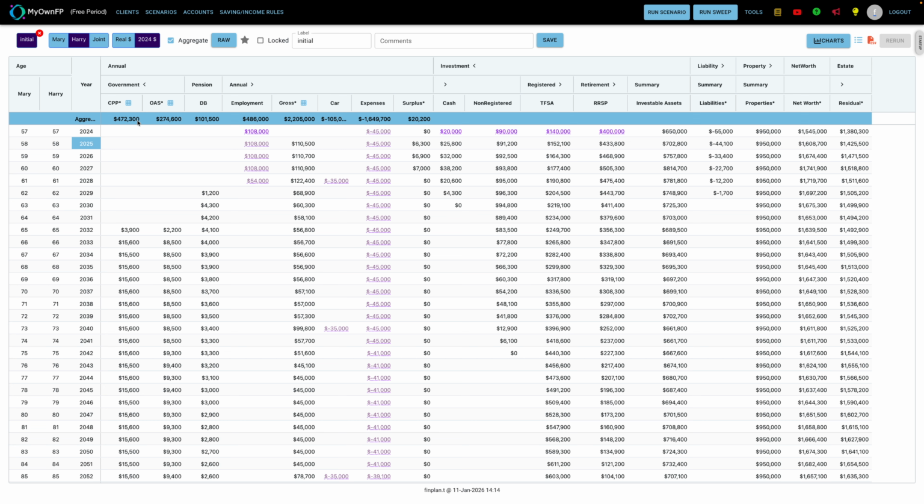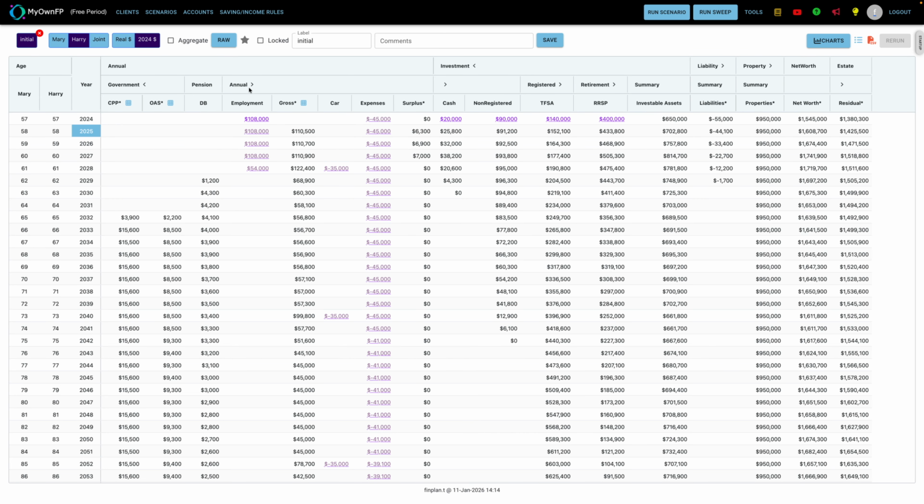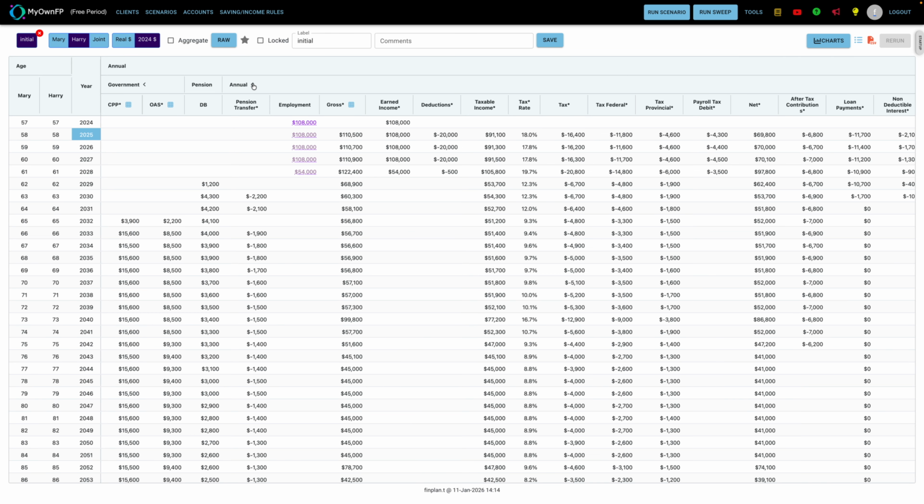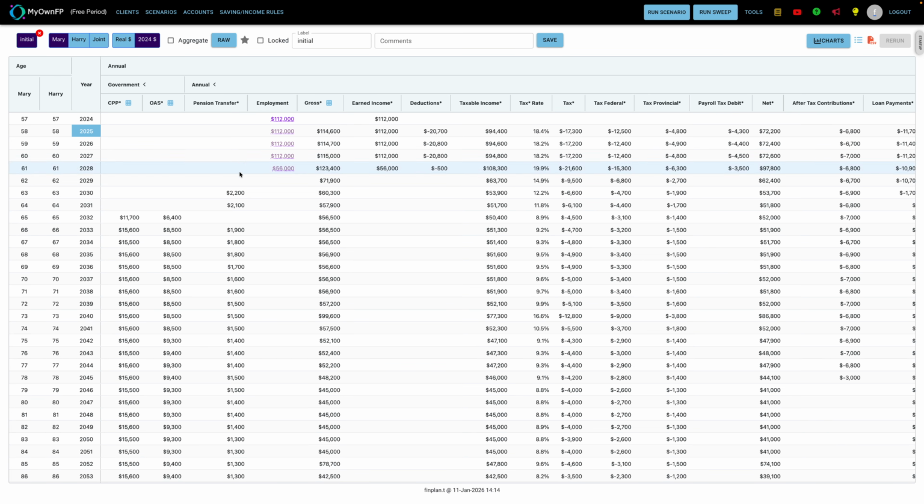So this is my total OAS that I'm going to receive, my total CPP that I'm receiving, total employment, and whatnot. So if we expand this annual one as well, you'll see it's going to cover the whole screen because there's a lot of things in the annual bucket that we end up doing. So if we start off here, we have a pension transfer that Harry has given to Mary. So if we look at Mary's annual, she's receiving that.